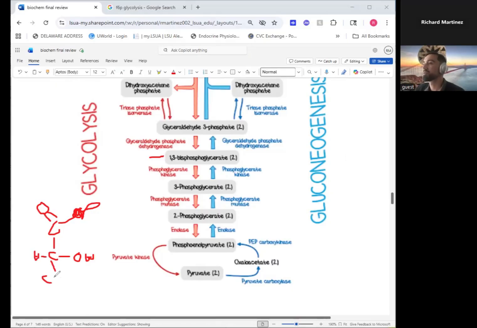Good. See? And then it'd be what is CH2 phosphate group. PO3 2 minus. Same thing here. PO3 2 minus. I'll write it out. It's just phosphate. Exactly. Cool.